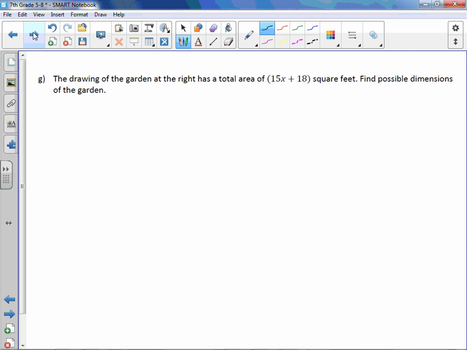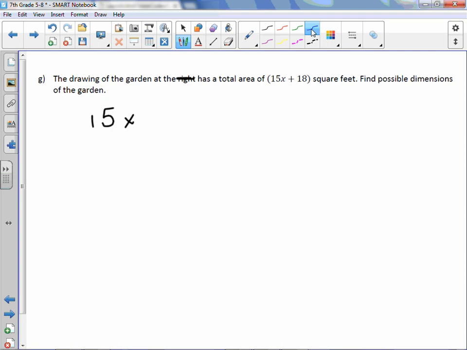The drawing of the garden has a total area of 15x plus 18 square feet. Find all possible dimensions of the garden. Okay, so here's what we're going to do for this one. We don't really need a picture of the garden, but what we're going to do is factor. When we factor, we can actually get two numbers, two factors, which is what we want.